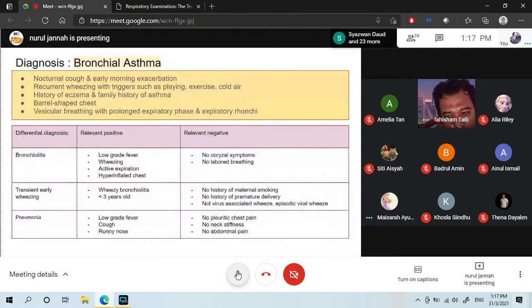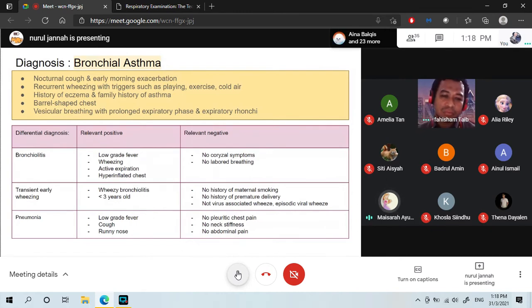Next. For the diagnosis, we come up with bronchial asthma due to presence of nocturnal cough and early morning exacerbation, recurrent wheezing with triggers such as playing, exercise, and cold temperature. There is history of eczema and family history of asthma, barrel-shaped chest, and vesicular breathing with prolonged expiratory phase and expiratory rhonchi on auscultation.